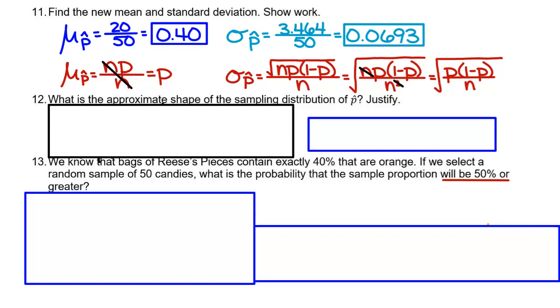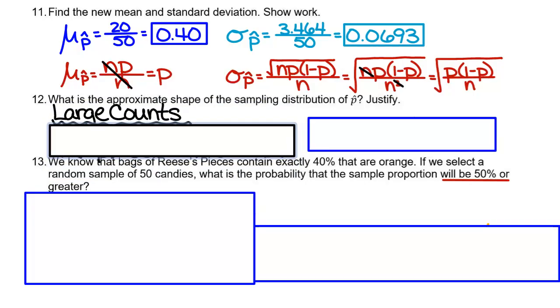What is the approximate shape of the sampling distribution? How would I check to see if it's normal? I do think it's normal. How do I check? Not bins, that checks to see if it's binomial. Look at what we did on the other side. Large counts.